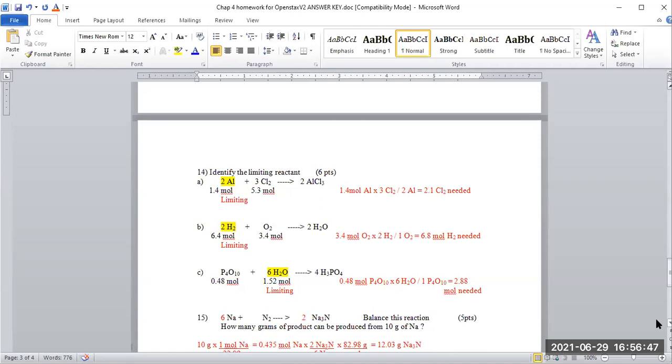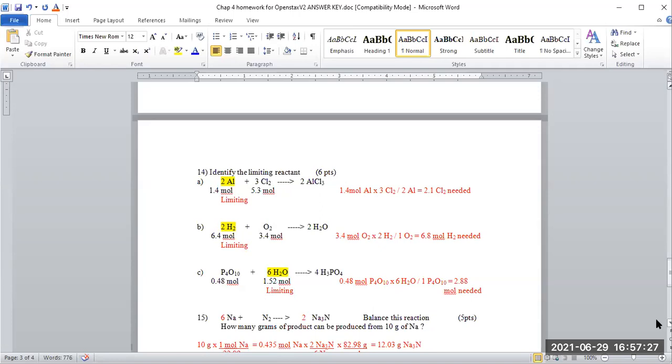When I do the next one, however, if I pick the smaller number, 3.4 moles of oxygen, this one's a 2-to-1 ratio, I would actually need 6.8 moles of hydrogen. So my guess was wrong. Therefore, it's always an either-or thing. All the ones that we're looking at this semester only have 2 reactants. So if it's not one, it has to be the other one. So it wasn't the oxygen, it had to be the hydrogen.